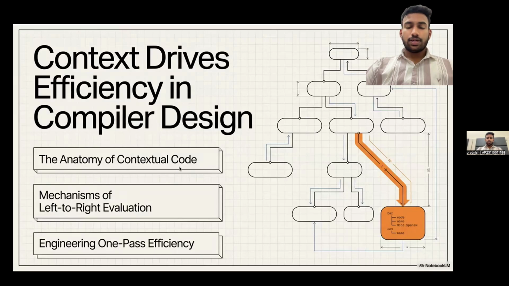Welcome everyone. Today we are diving into how a compiler bridges the gap between human intent and machine logic. We will be focusing on L-attribute grammar, the secret sauce that makes a fast, one-pass type checking process.